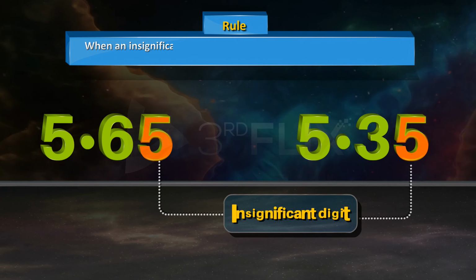For example, the exact value of speed of light is 2.99792458 into 10 power 8 meters per second. Suppose we would like to round this off to one significant digit.